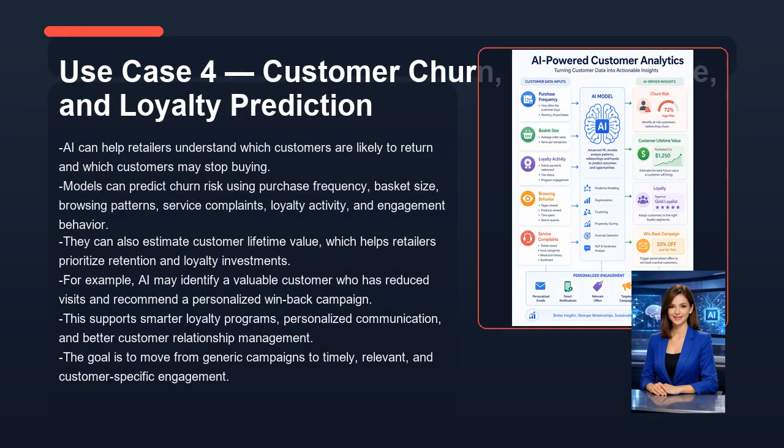Now let's look at use case 4, customer churn, lifetime value, and loyalty prediction. AI can help retailers understand which customers are likely to return and which customers may stop buying. Models can predict churn risk using purchase frequency, basket size, browsing patterns, service complaints, loyalty activity, and engagement behavior. They can also estimate customer lifetime value, which helps retailers prioritize retention and loyalty investments.